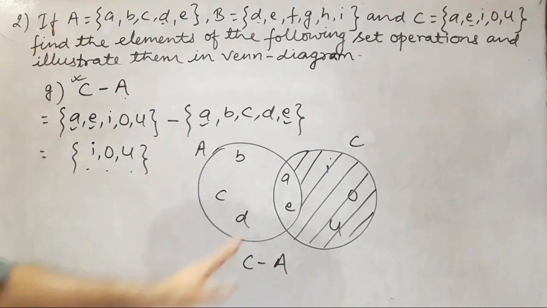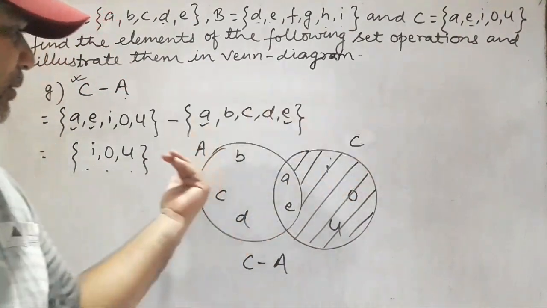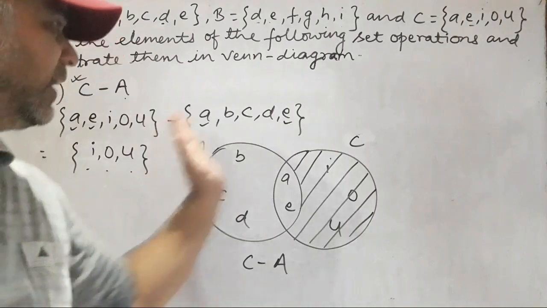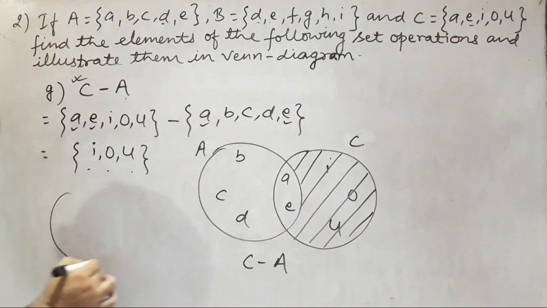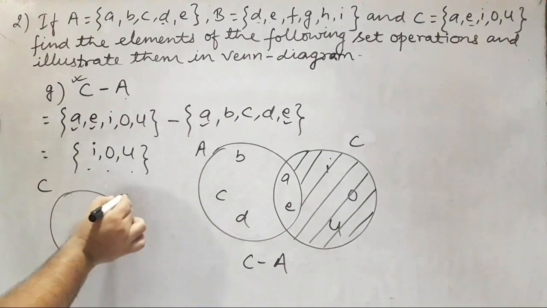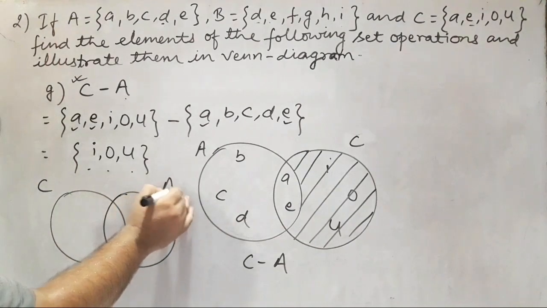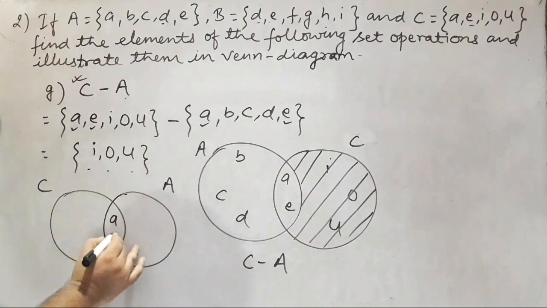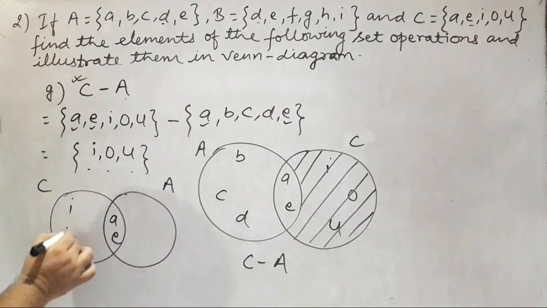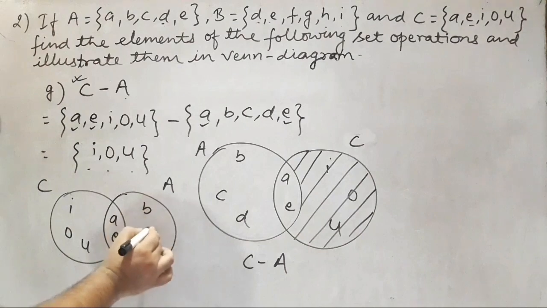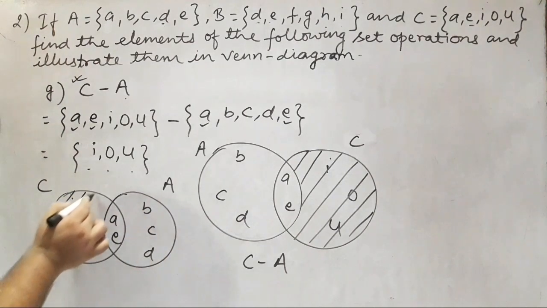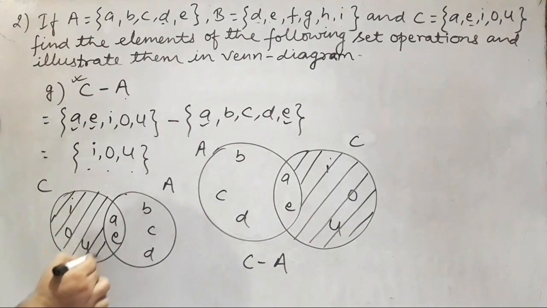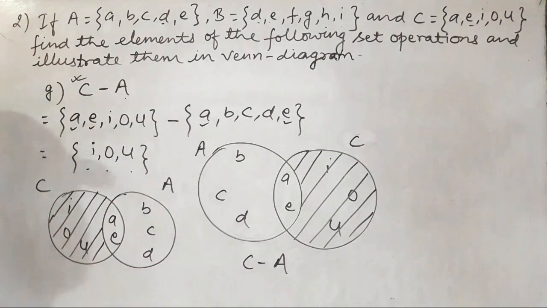Or if you like, you can make this set C in this part and set A in that part. I mean to say, you can make this Venn diagram in this way also. This is set C, this is set A, the common elements A, E, and here I, O, U, and here the elements B, C, D, and you can shade this part. This is C minus A. You can make the Venn diagram in this way also.